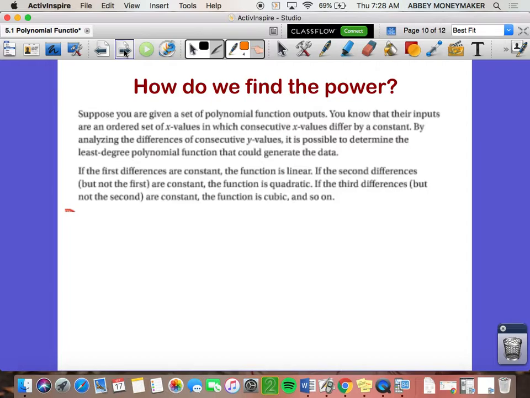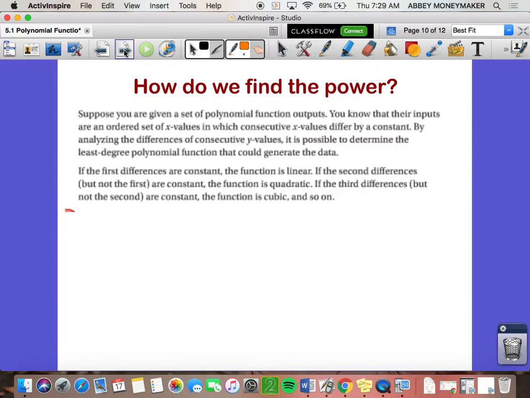All right, Honors friends, here we go. How do we find the power? It says here, suppose you're given a set of polynomial function outputs. You know that their inputs are an ordered set of x values in which consecutive x values differ by a constant. By analyzing the difference of consecutive y values, it's possible to determine the least degree polynomial function that could generate the data.